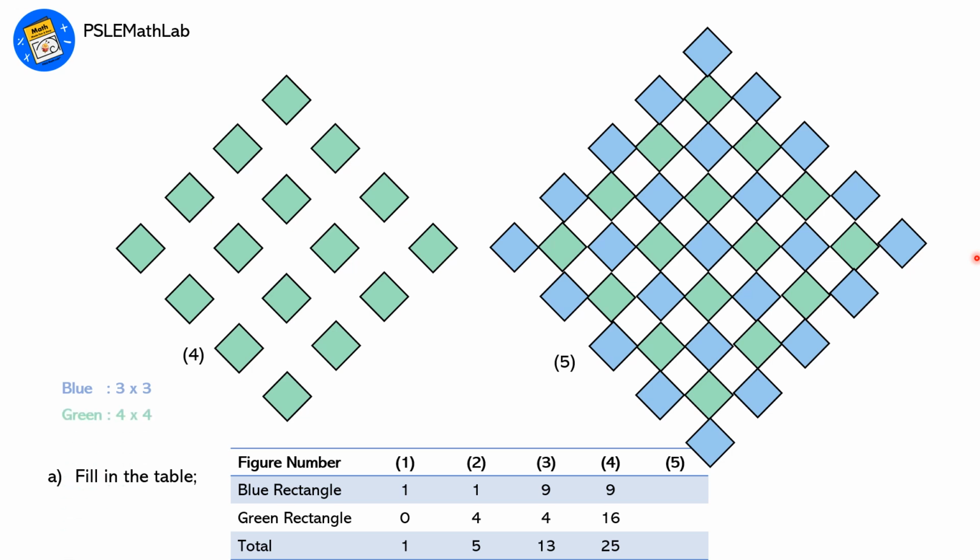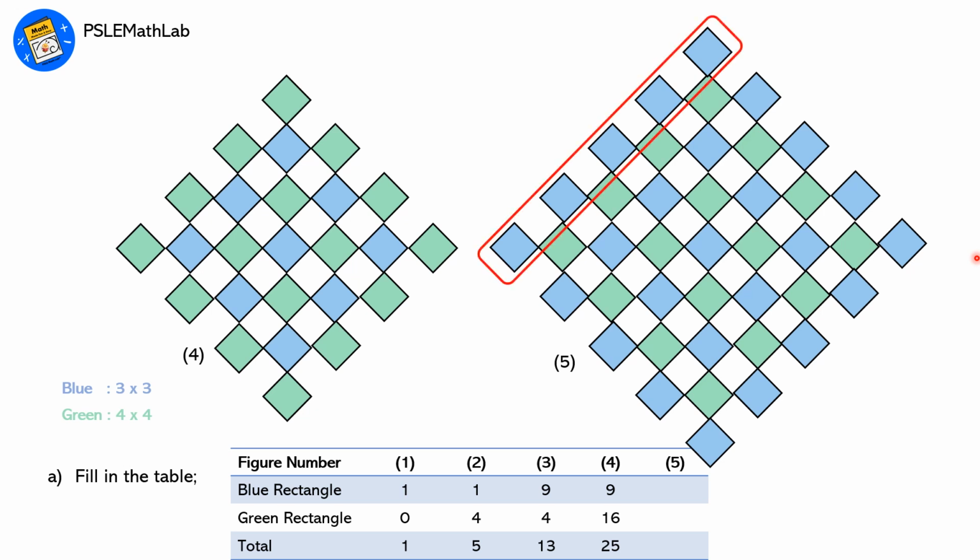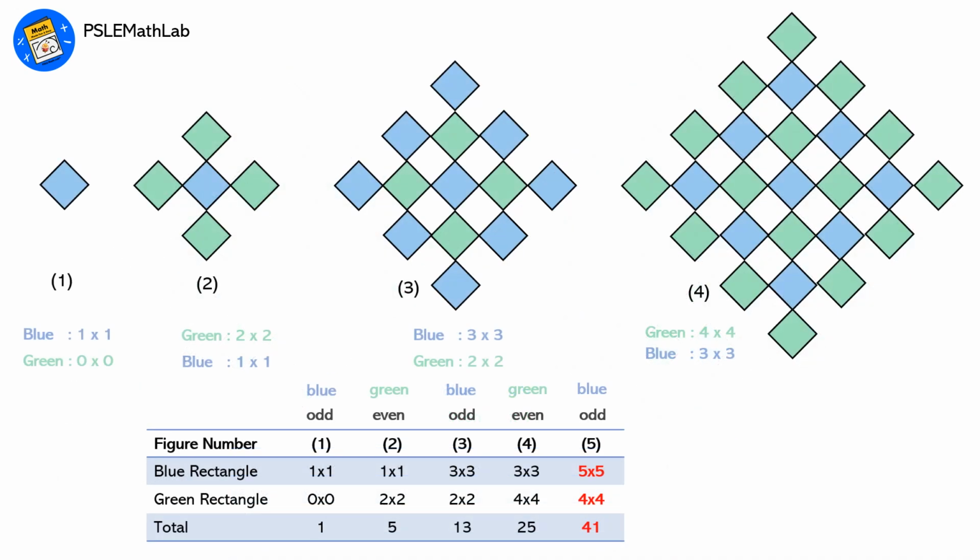So now we can apply the same method in figure 5 to get the number of blue rectangles to be 5 times 5, which is 25, and the number of green rectangles staying the same as figure 4 with 16. We also know that the number of blue or green rectangles would always be perfect squares. We can then rewrite the tables in perfect squares and summarize the following pattern.